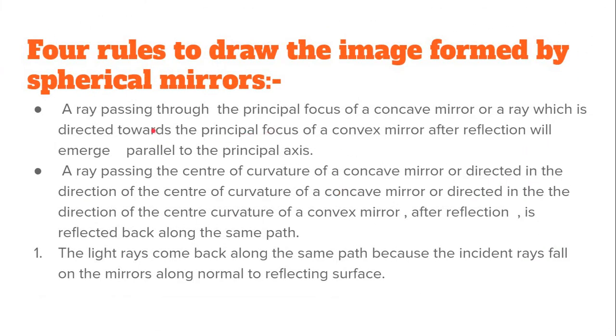The second rule is a ray passing through the principal focus of a concave mirror, or a ray which is directed towards the principal focus of a convex mirror, after reflection will emerge parallel to the principal axis. The third rule is a ray passing through the center of curvature of a concave mirror, or directed in the direction of the center of curvature of a convex mirror, after reflection is reflected back along the same path.